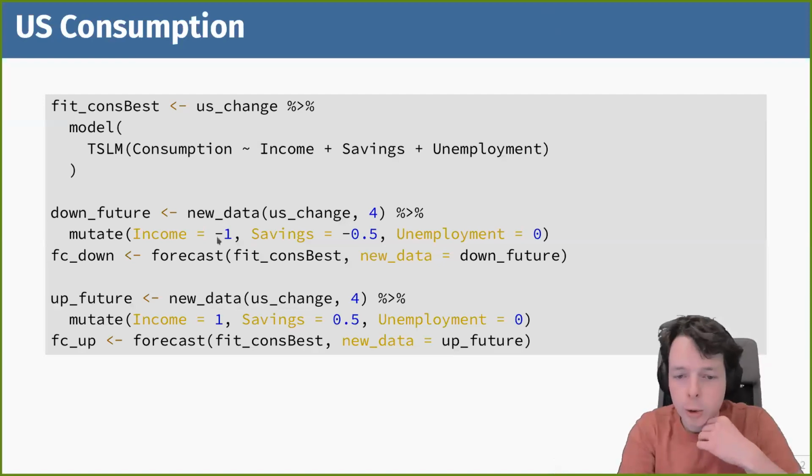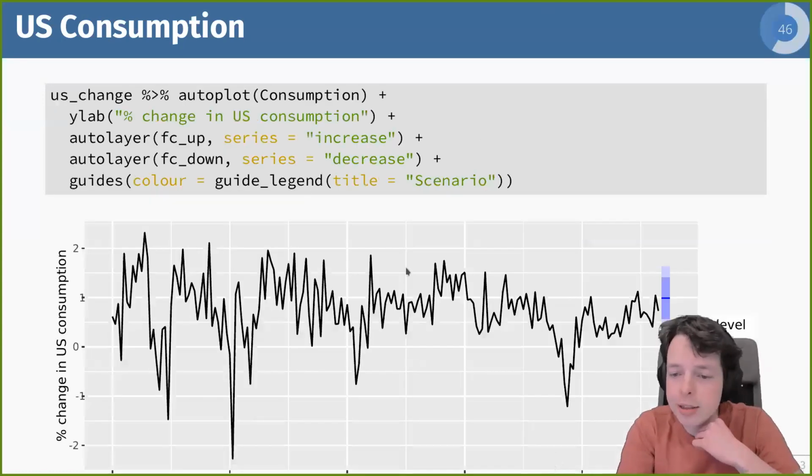So here we show the scenarios that I was talking about. What if income was to decrease by a little bit, savings were decreasing as well? Or what if they increase? We can create multiple scenarios based on what might happen next and then compare them. So the increasing scenario gives us this forecast. But if everything were to decrease, the consumption will drop substantially.